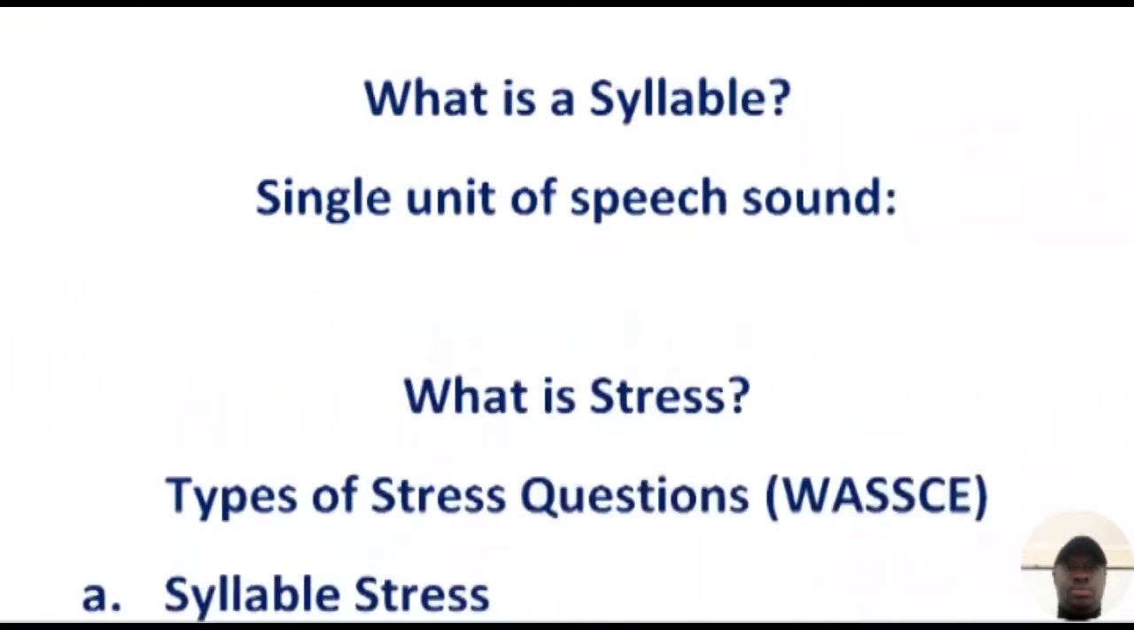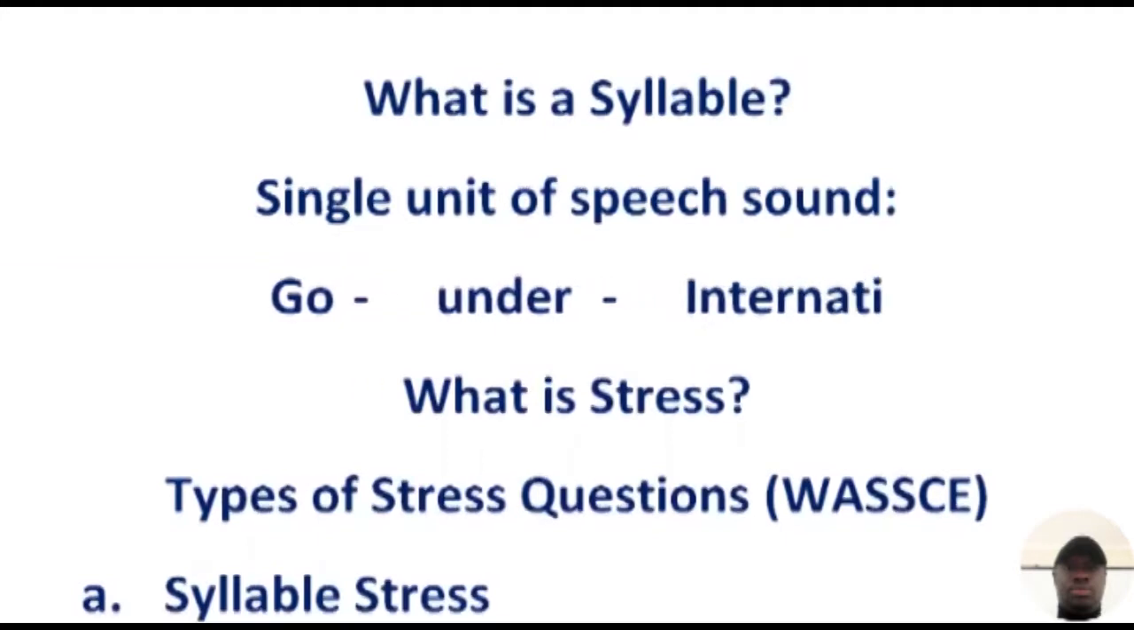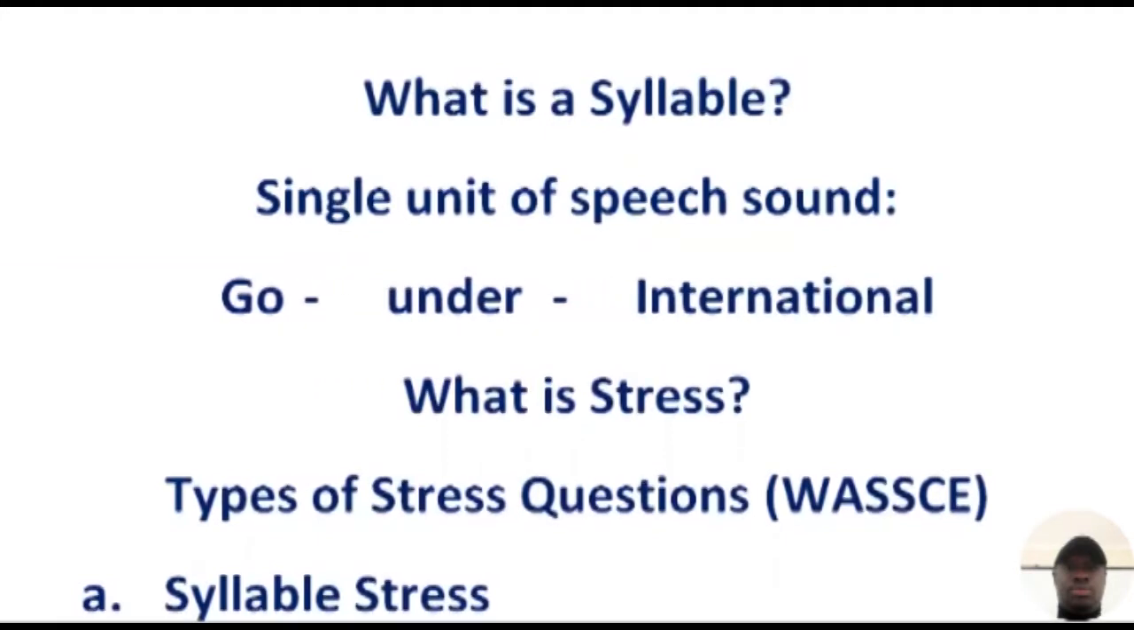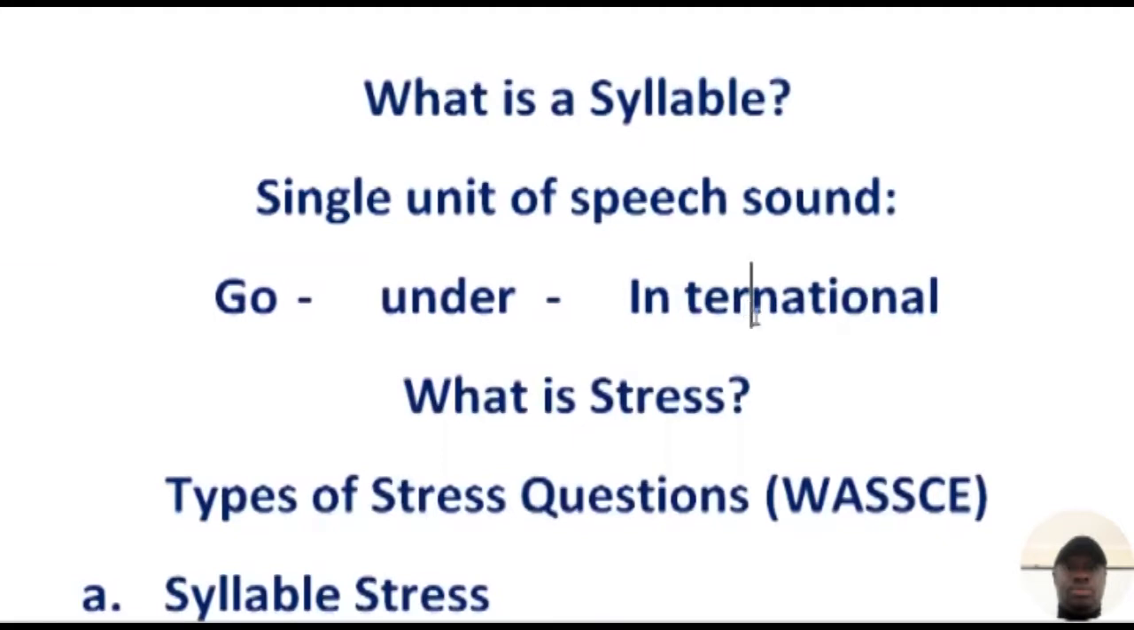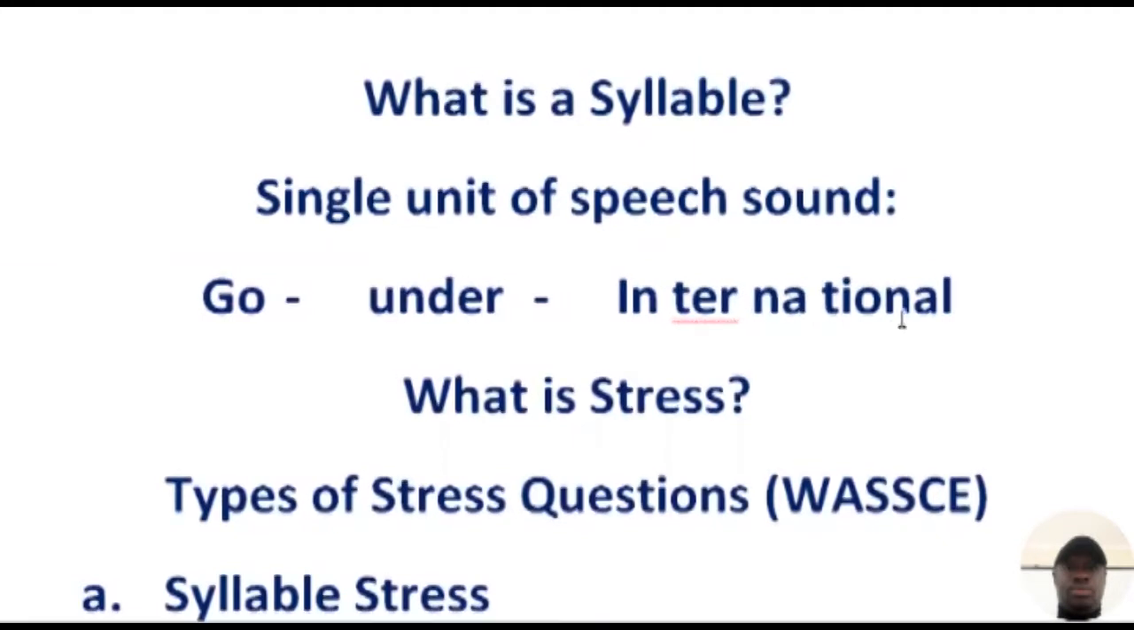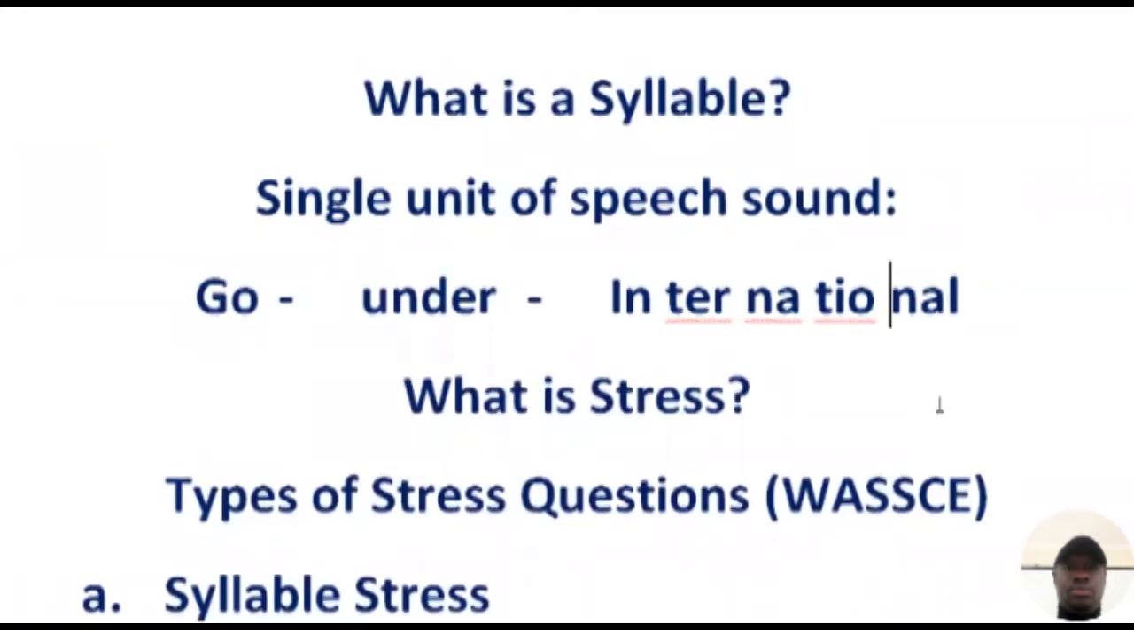Okay? So if I say go, how many syllables, please? 1. If I say under, how many syllables? 2. Good. And if I say international, how many? 5. Good. So each of these sounds are syllables. So we have 5 syllables here, we have 2 syllables here, and we have 1 syllable here.